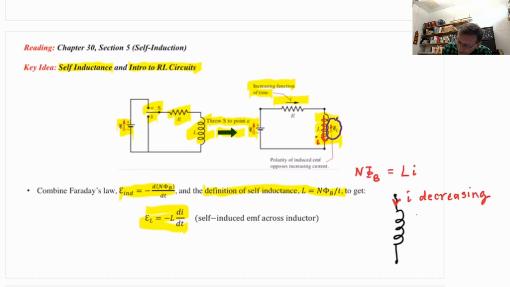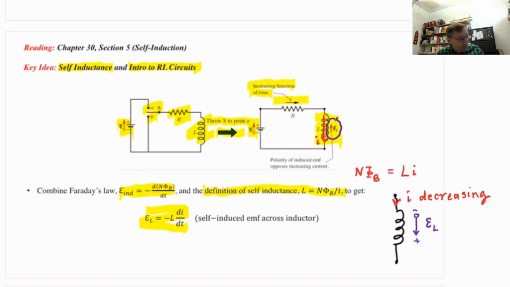Well, the induced EMF, curly E sub L, will be that way. Okay? High potential, and low. The opposite of what we just had, because it doesn't want the current to decrease.